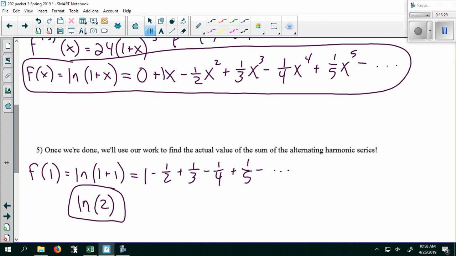I think that's a little surprising. You're adding up an infinite number of rational numbers and getting an irrational number. That is weird.